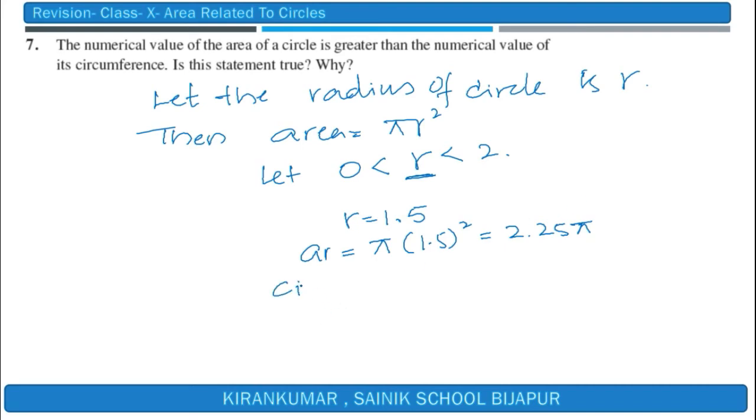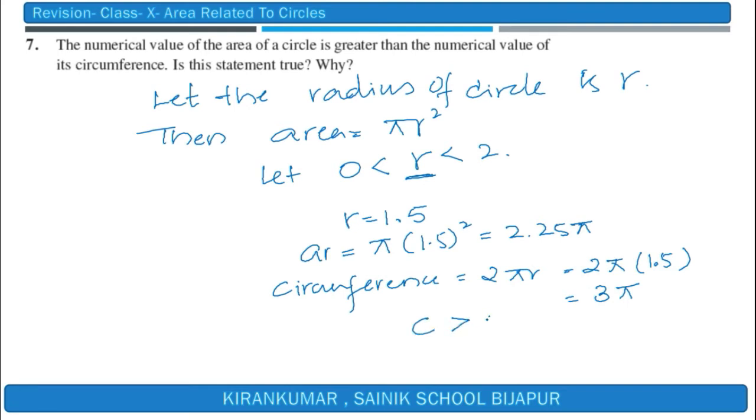And the circumference is given by 2 pi r. Here it is 2 pi into 1.5, which is 3 times pi. So here the circumference is larger than the area. Therefore, area of circle is not always greater than its circumference. Hence, the given statement is a false statement.